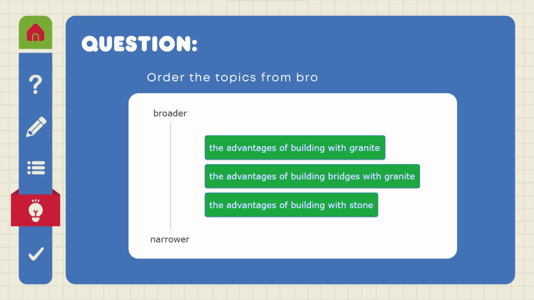Question: order the topics from broadest to narrowest. The advantages of building with granite, the advantages of building bridges with granite, and the advantages of building with stone.